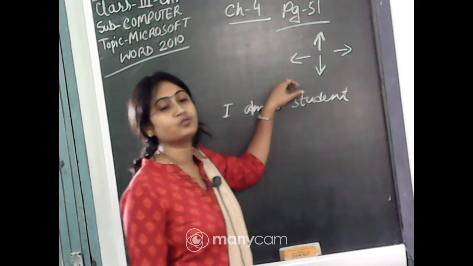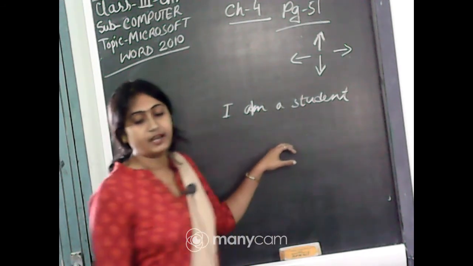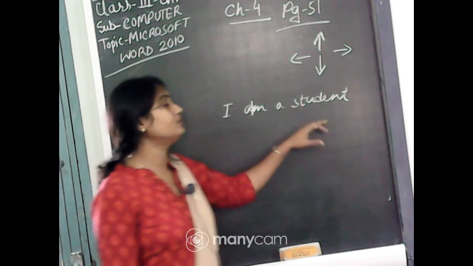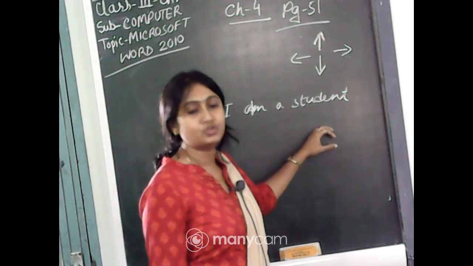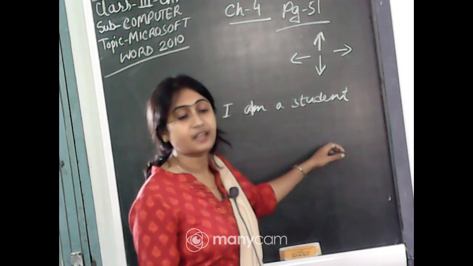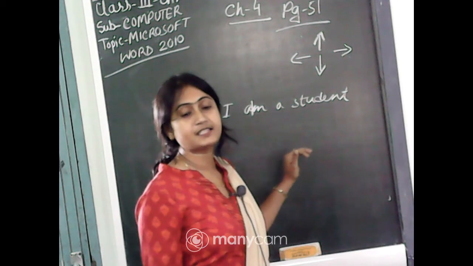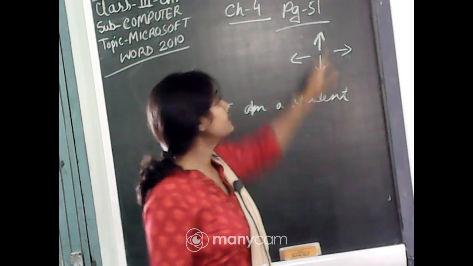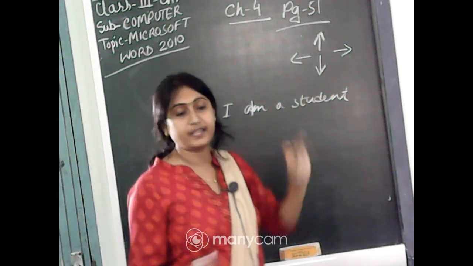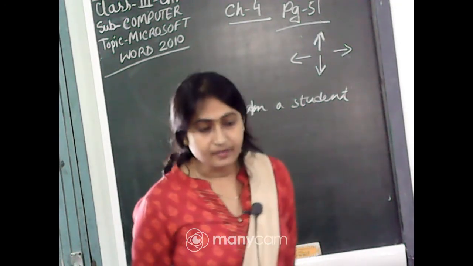If you want to go one line down from the cursor, now your cursor is in the second line. If you want to select the third line, then shift plus down arrow. Shift plus down arrow, then the next line will be selected.